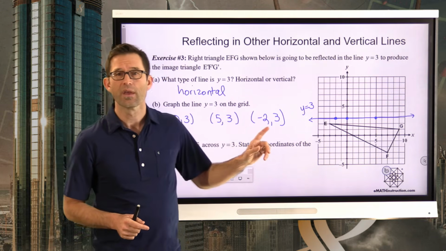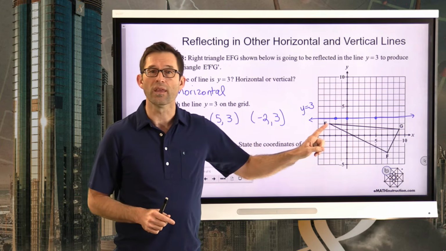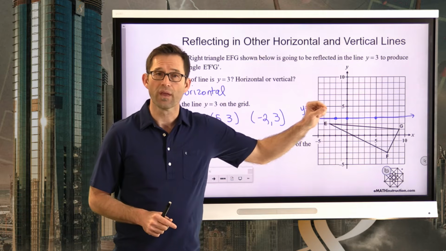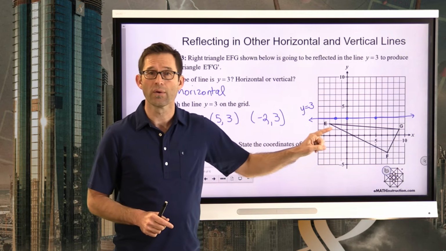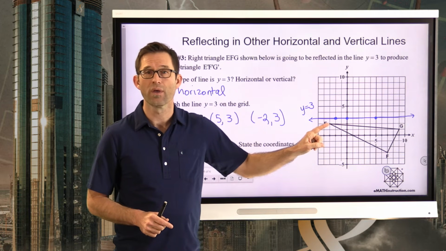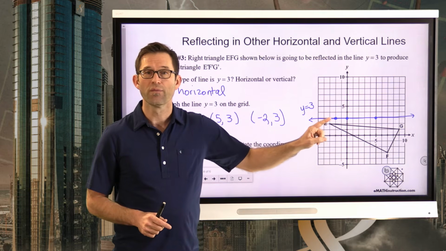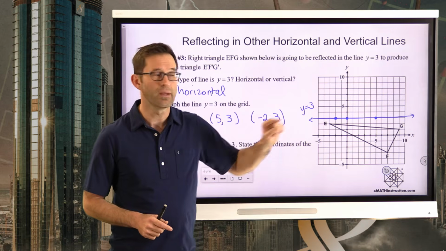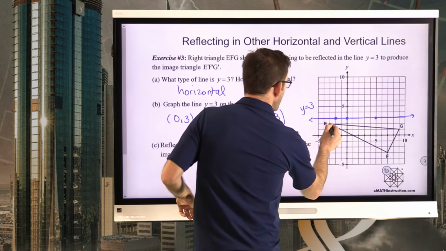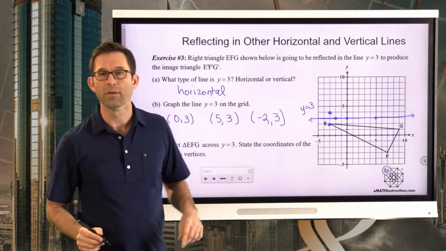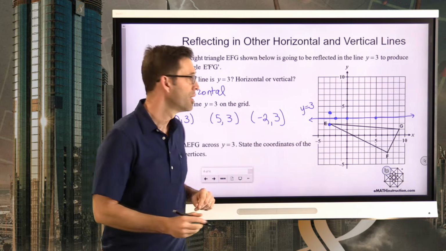So for instance, if I was going to reflect the point E across the line y equals 3, I want it to be the same distance on the other side as where it started. Now E maybe wasn't the best point to start with, but E is only 1 unit away from y equals 3. So if I flip it across y equals 3, it's going to go from right here to right here. That's now going to be E prime.